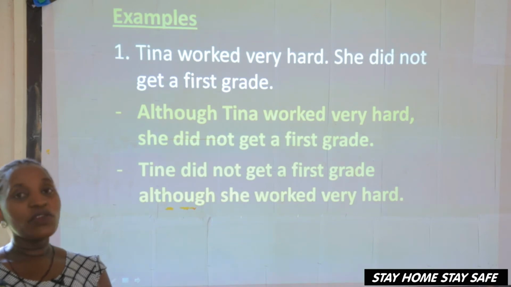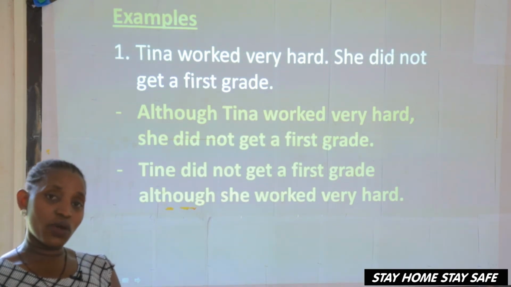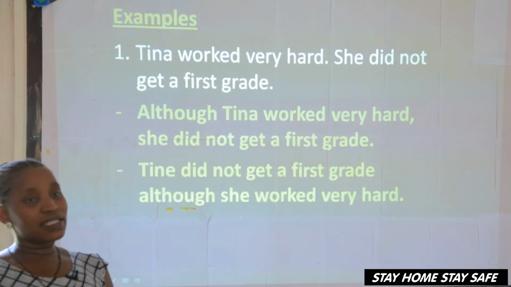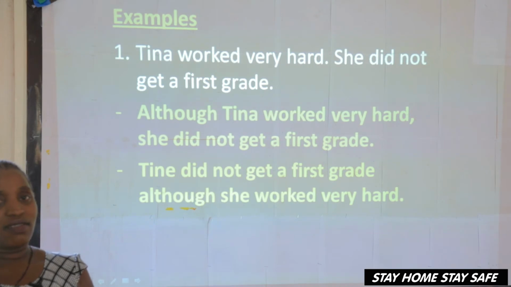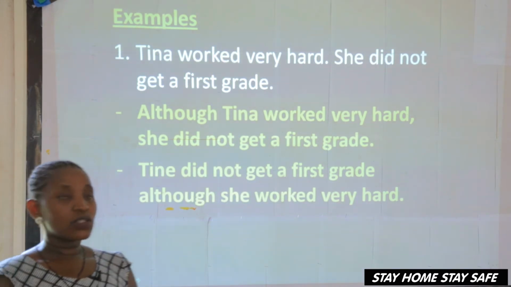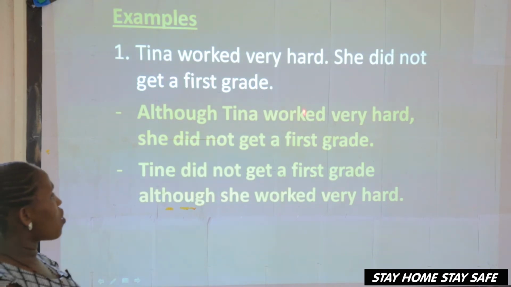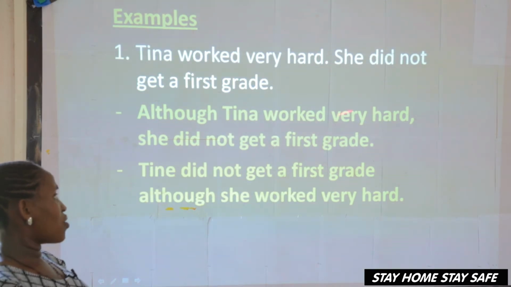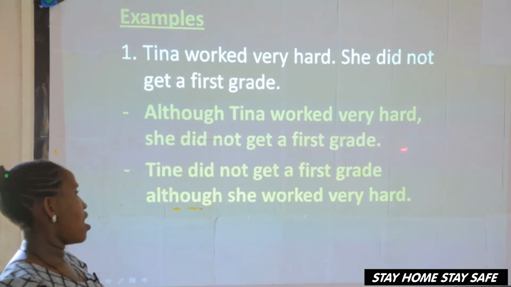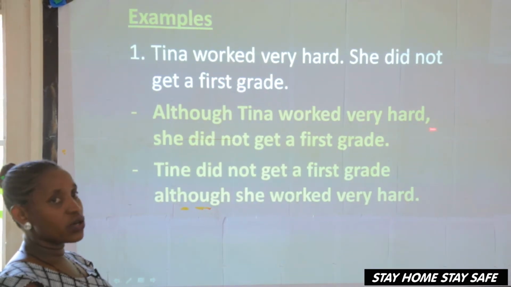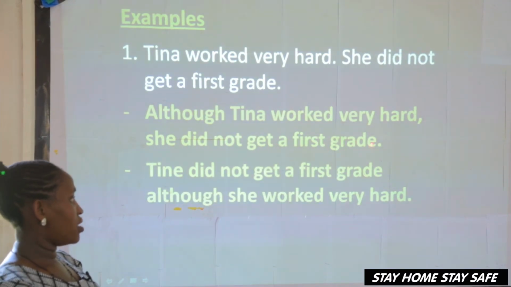So, when we are joining these sentences using although, we are going to do it in two ways: using although at the beginning and then using although within the sentence. So, the first answer is, although Tina worked very hard, this is the condition now. Although Tina worked very hard, this is the comma we are talking about. She did not get a first grade.